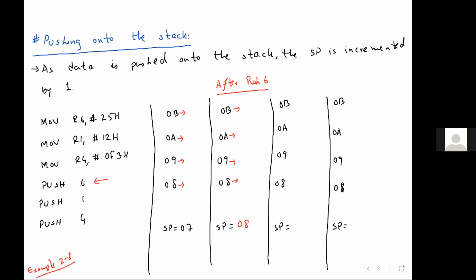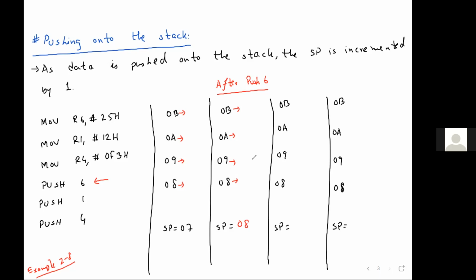So what will be the change? The value of R6 will be pushed onto the stack. Now this entire address range is stack. So where will the value of R6 go? In which location? It's 08. Exactly, it will go to 08.